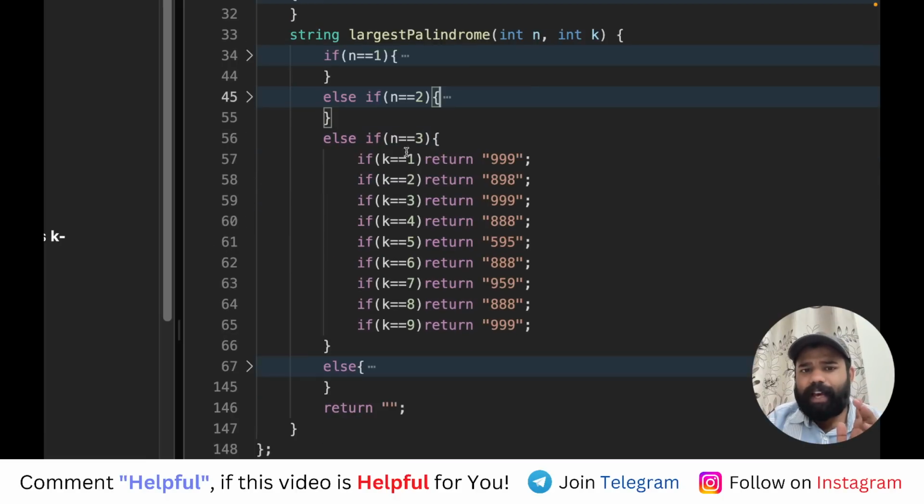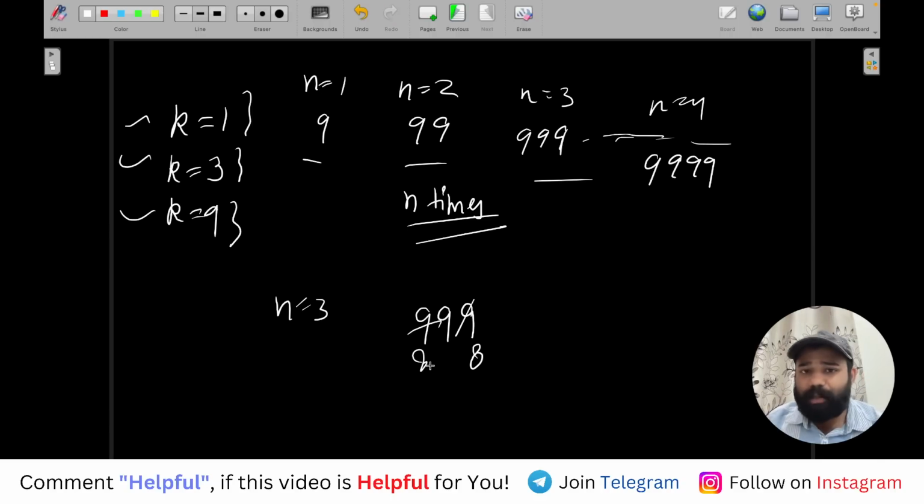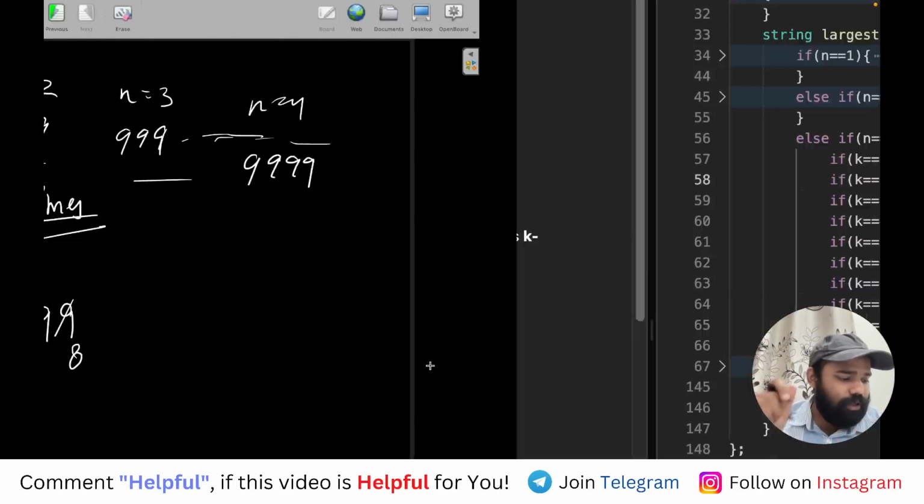Now for n is equal to 3, what will I do? Again, I have hard coded the value, and here the value is a little different. For k is equal to 1, it is 999. For k is equal to 2, I changed it, because my initial answer is 999, but this 999 is not divisible by 2. So I have to make its last digit a number which is divisible by 2. If I change this 9 to 8, I have to change the first one also, because it's a palindrome. I have to change both of them, right? So that is what I did.